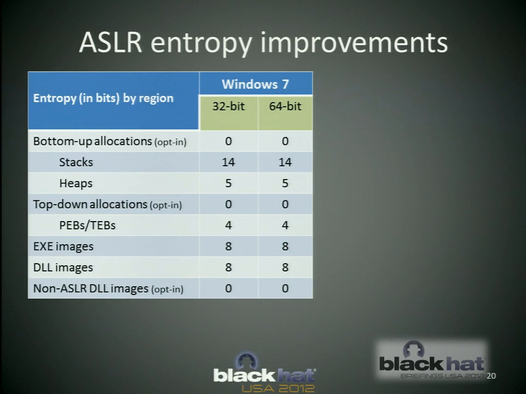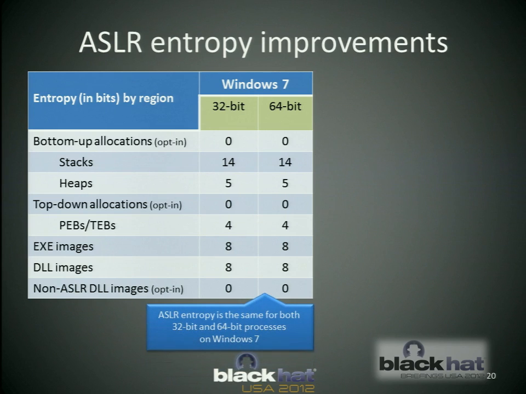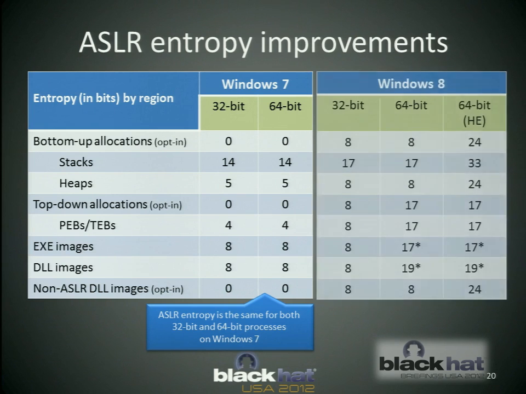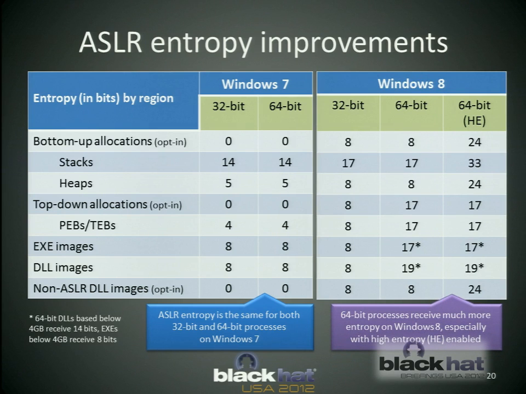So let's talk specifically a little bit about entropy in terms of the improvements that we've made. If you look at Windows 7, we break it down in terms of the different types of memory allocations. One of the things that's most noteworthy is that bottom-up allocations, top-down allocations, and non-ASLR DLL images all have 0 entropy, just implicitly. What's also noteworthy is that if you look between 32-bit and 64-bit processes, the entropy is the same, despite the fact, as I mentioned, that their address space sizes are substantially different. Now, as you might expect, on Windows 8 the story changes quite a bit.